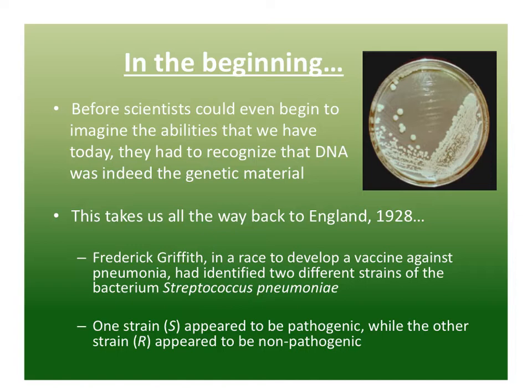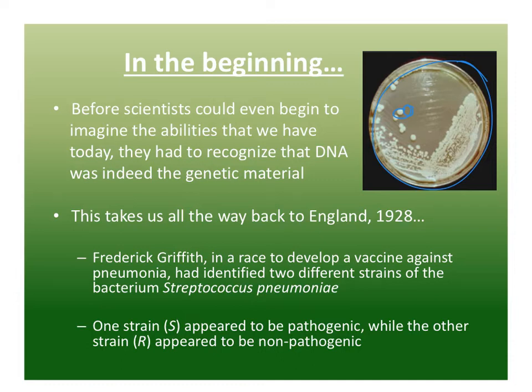Now, Griffith had identified two different strains or two different types of the primary bacterium that causes pneumonia, which is Streptococcus pneumoniae. And you see here in this picture, they've got a plate where they're culturing some Streptococcus. Each one of these little colonies would be about 1 million bacteria.